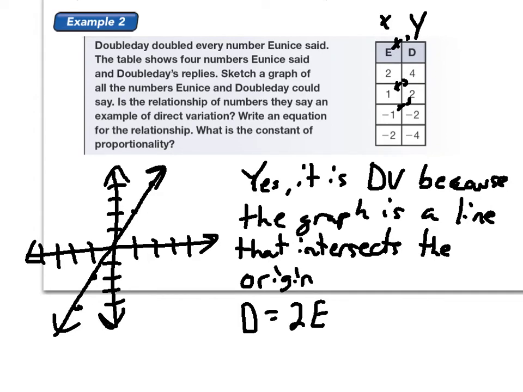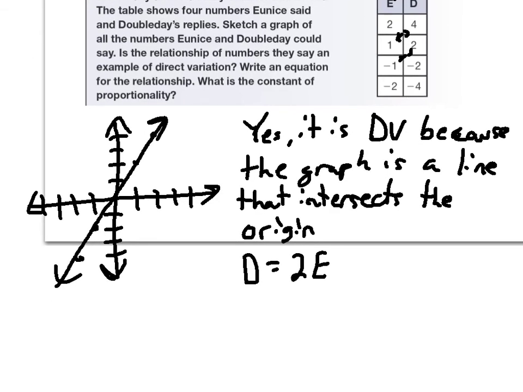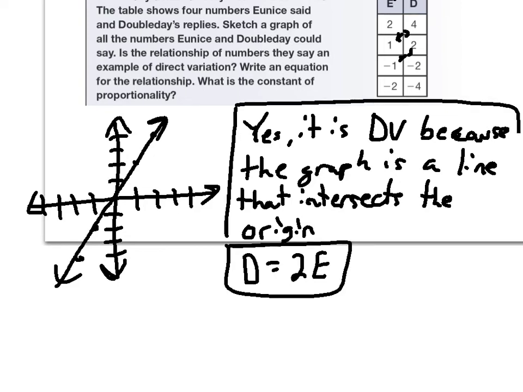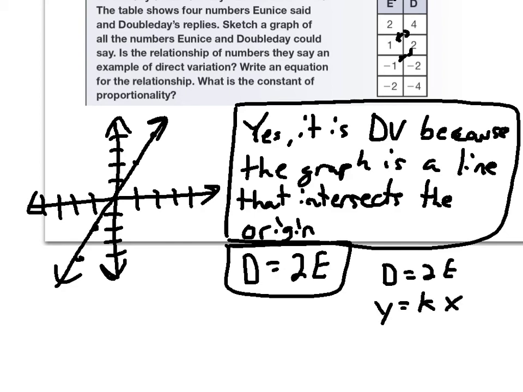Okay, and again, if this is direct variation, this needs to follow the format that we've been given. So first thing is I'm going to box my answers here. That's 2 of them so far. My last question says, what is the constant of proportionality? Well, here's my equation I wrote, and it's got to follow this format: y equals kx, where k is the constant of proportionality. So it's right here, k equals 2.